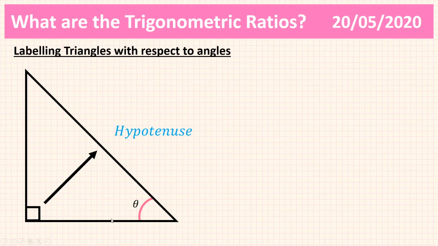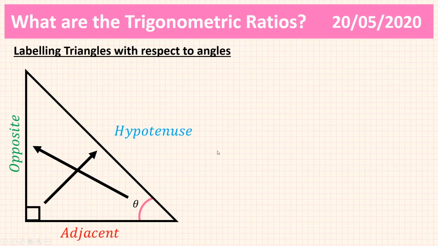So this is where our angle is, and we're going to look opposite that angle and we're going to call that side the opposite. So the side opposite the angle given is called the opposite. I'll say it again. The side opposite the angle given is called the opposite. And the remaining side, the one that we haven't called anything yet, that one is called the adjacent.